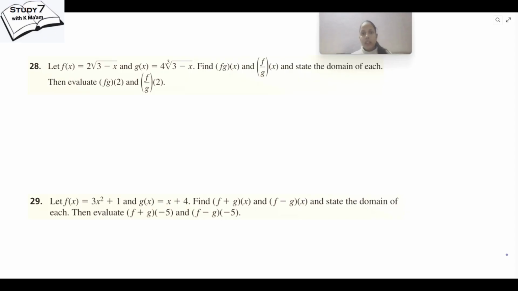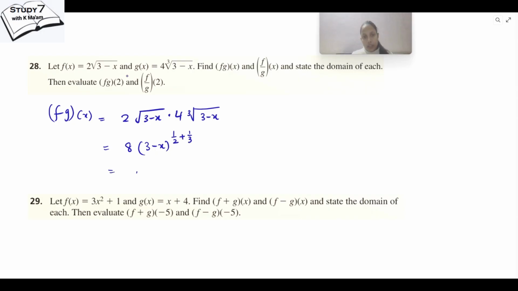Next, f(x) is given, g(x) is given. We have to find the product and division at a point, 2 also. Product f g of x: just multiply the two terms. 2 times the square root of 3 minus 6, times 4 times the cube root of 3 minus 6. That is 8 times (3 minus 6) to the power half plus 1 by 3. It's 8 times (3 minus 6) to the power 5 by 6.